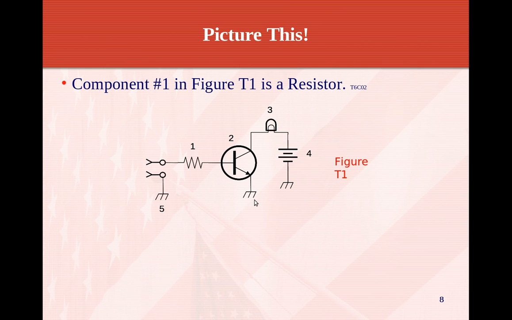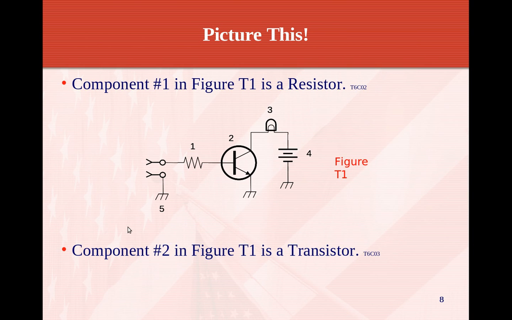So component 1 in figure T1 is a resistor. So in this schematic, figure 1's a resistor. Figure 2 is an NPN, remember not pointing in, transistor. 3 is a light bulb. 4 is a battery. And these little pitchfork things, they're ground. So those are all connected together.